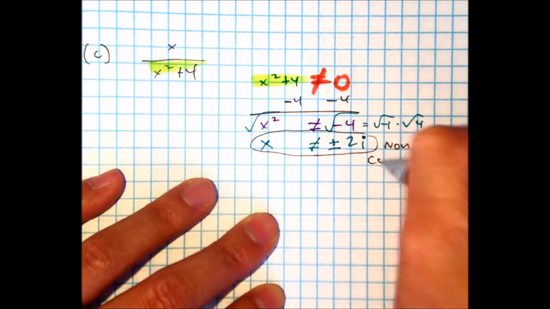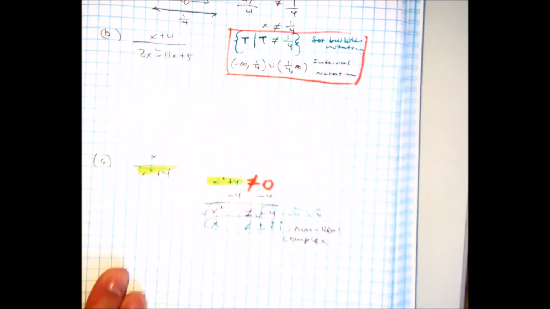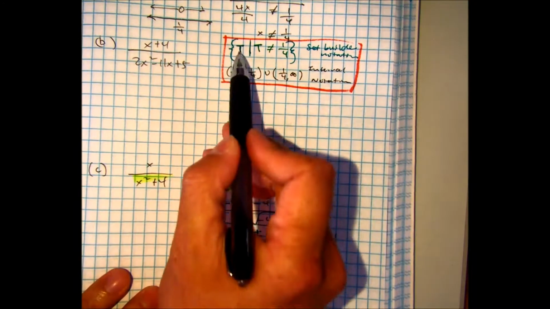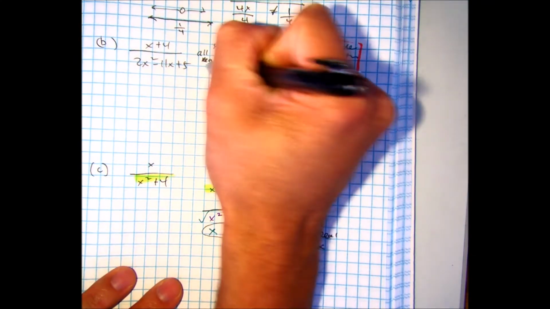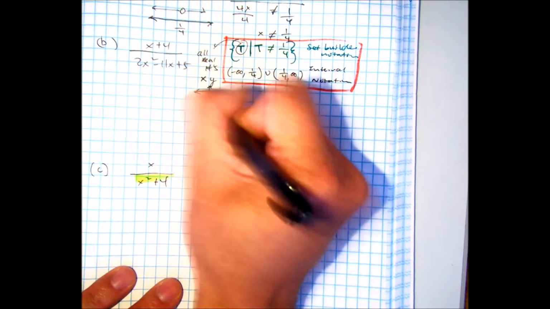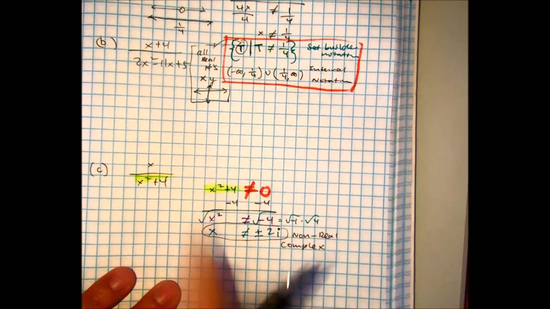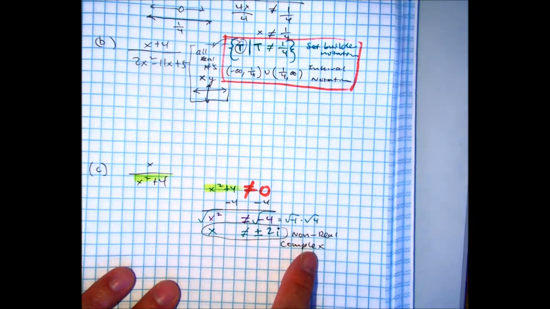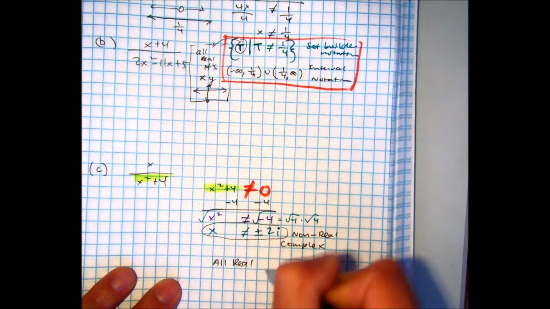There's an i in it. That's called complex. Okay, pay attention now. If I go up to that last problem, this says all real numbers. What does all real numbers mean? It has to be on the x and y coordinate plane. But this is complex. Okay? So, anytime you get an answer with complex, your answer is going to be all real numbers.